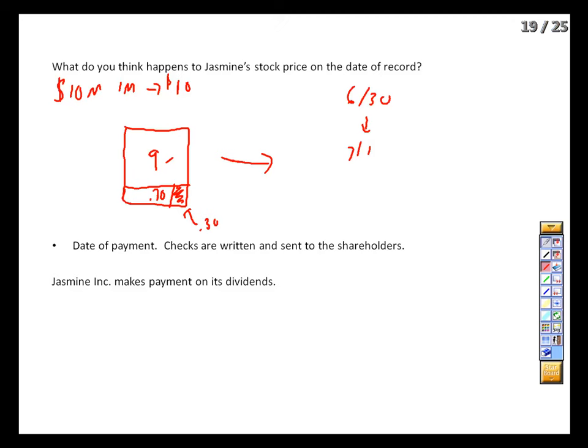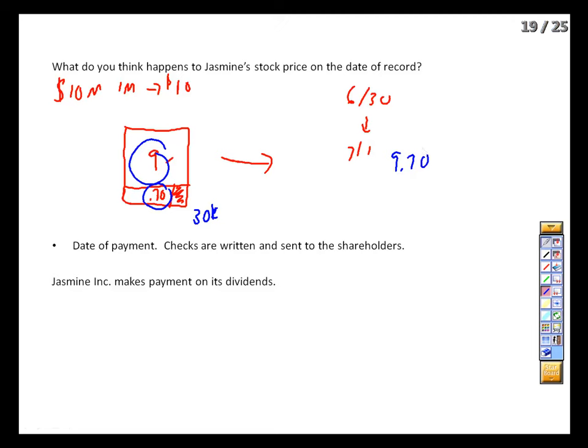Because now, on July 1st, if you buy a share of Jasmine, what do you get? You get the $9 of other assets, you get the 70 cents of cash being retained within the business, but you don't get that 30-cent dividend that just got erased by my program. I'll throw the 30 cents in here like this. That belongs to the person who held the shares on June 30th. So what would you be willing to pay? Not 10 anymore, only $9.70, because that's all that you're getting.